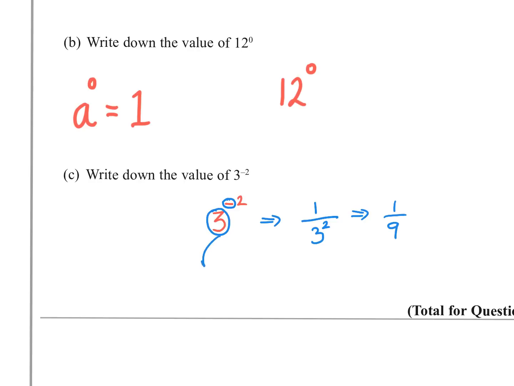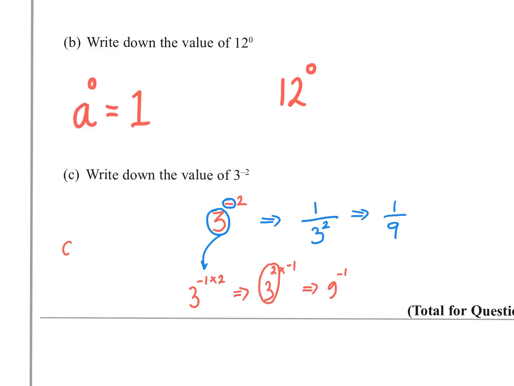The other way of looking at this is you can say it's 3 to the power negative 1 times 2, which is the same as 3 to the power of 2 times negative 1. And you can say 3 to the power 2, that's 9, and then you've got the negative 1 left.